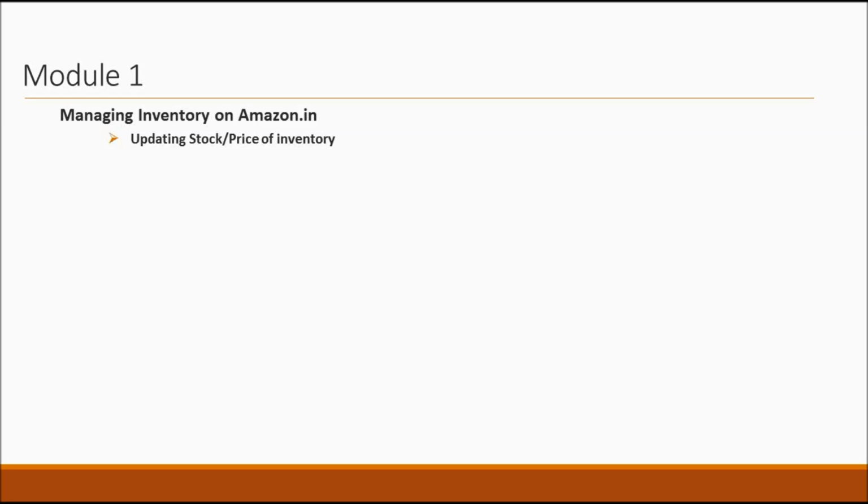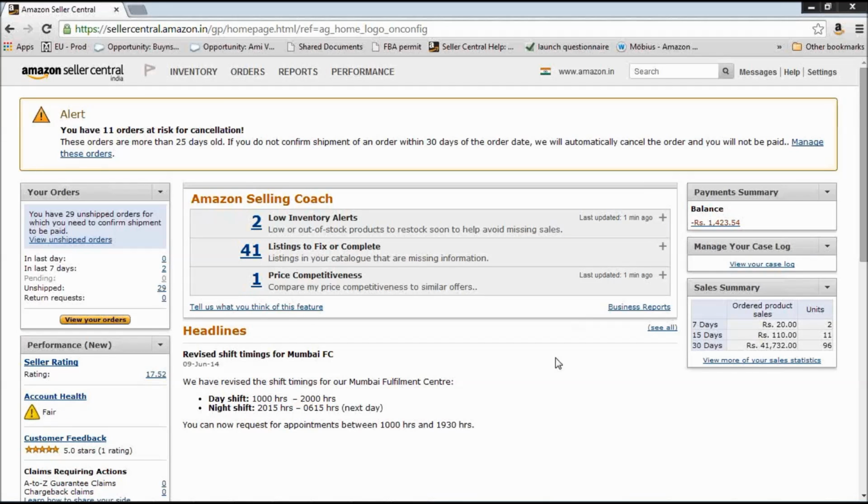Now how to keep your inventory that is on Amazon up to date with all of these changes? Now there are three ways of doing that. Okay, let's look at each of those methods in detail. The first method is updating price and quantity manually one by one. How do you do that?